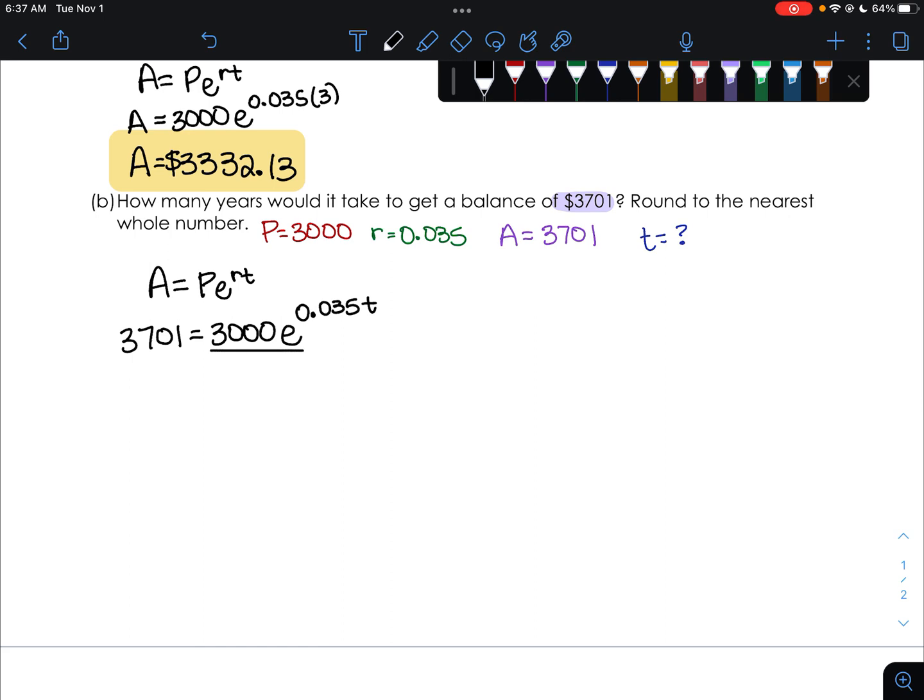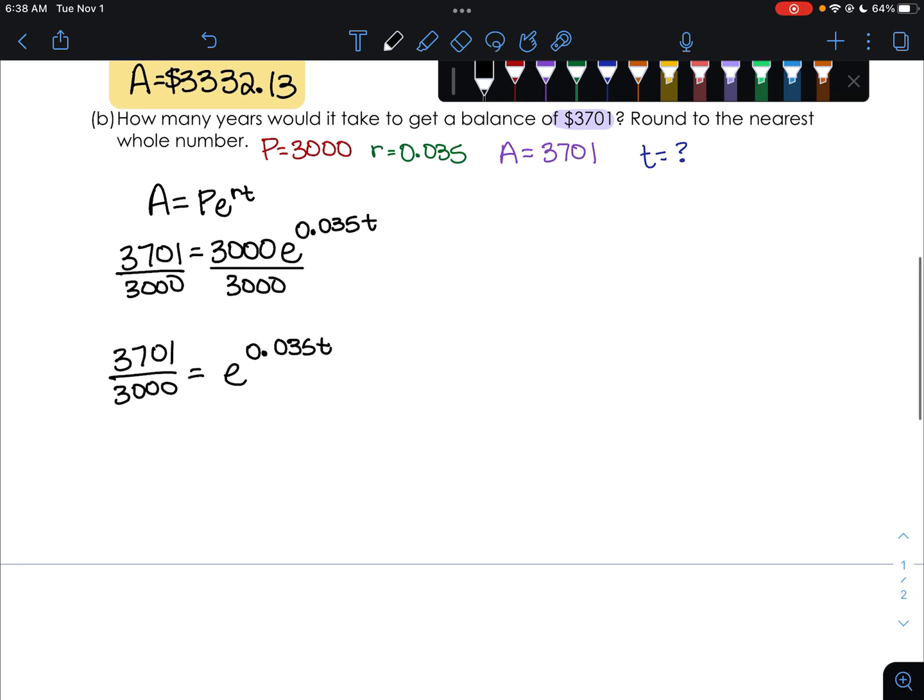So we're going to start by dividing by 3,000. When we do that, we get 3,701 over 3,000 equals e to the 0.035t power. Leaving that as a fraction is just going to make it easier for us so we don't have to write down a bunch of decimals.